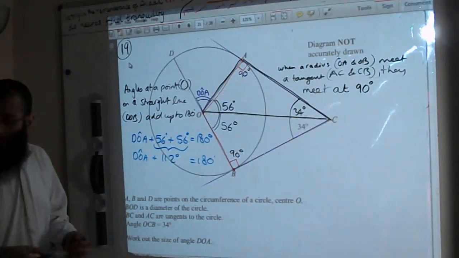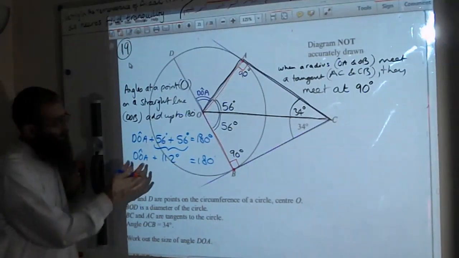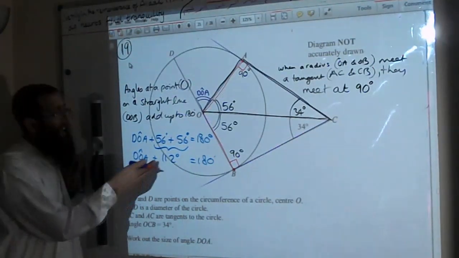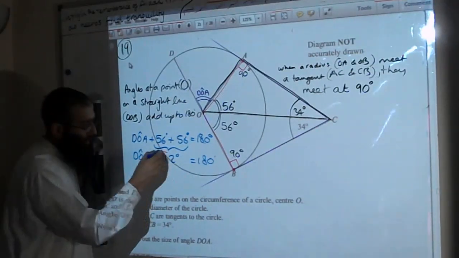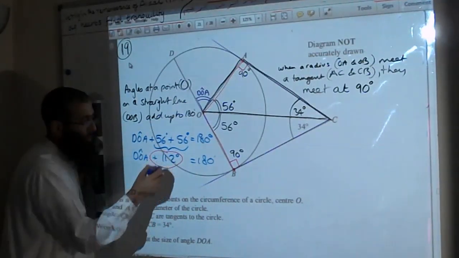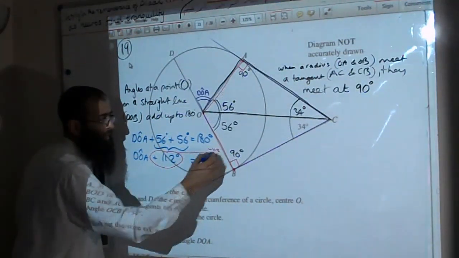Okay, now, Mr. Umar, the angle that I'm looking for, we just literally step away now. DOA, this angle, add 112 is 180. What do I have to do now to get the DOA? Grab the 112 and take it to the side. It was a plus 112, becomes a?